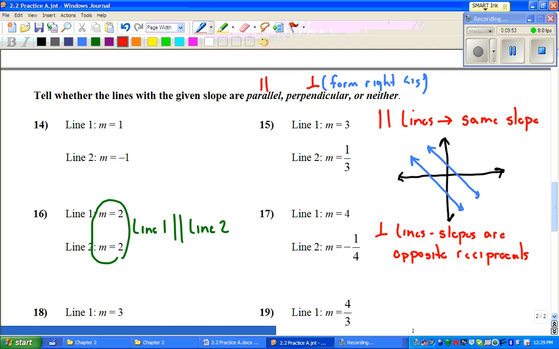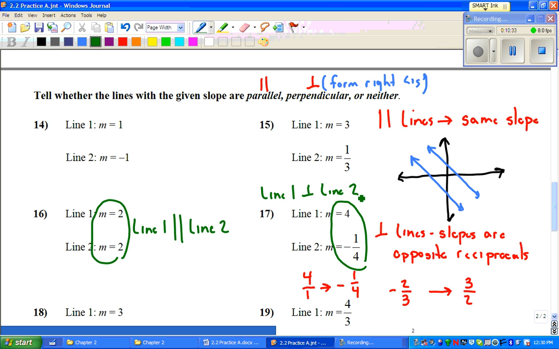If the slope of one line is positive, all right, the other one has to be negative. For example, if you have a slope of negative 2/3, in order for a line to be perpendicular to it, you take the reciprocal and you do the opposite: 3/2. All right, let's say you have something like this, 4. Now we know that 4 is really 4/1, so we'd have to do the opposite reciprocal, so -1/4. Like this example right here. All right, in that example, we would say line 1 is perpendicular to line 2.